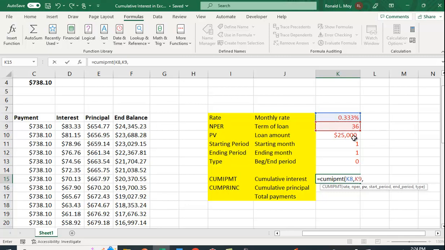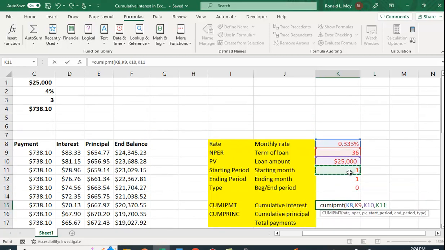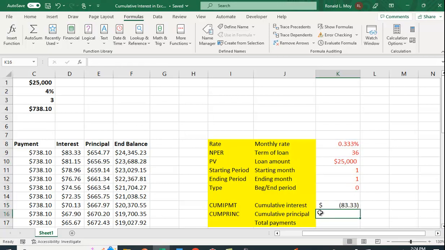Next thing it asks for is the present value, the start period, the end period, and then we have to put in that it's an ordinary annuity. And what do we see? It turns out to be 8333. So it looks like we've done this correctly.